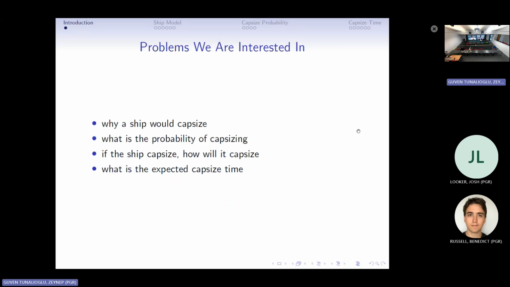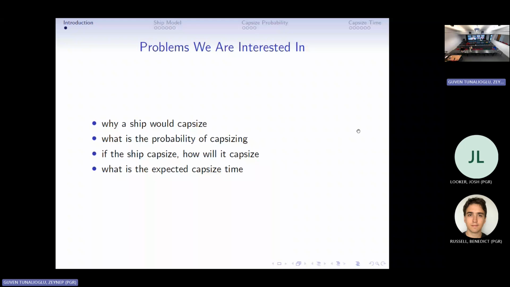We want to answer some questions: why a ship would capsize, what is the probability of capsizing, if the ship capsizes, how will it capsize, and what is the expected capsize time? We will try to answer these four questions in the following talk. Now let's try to understand the first question, why a ship would capsize.